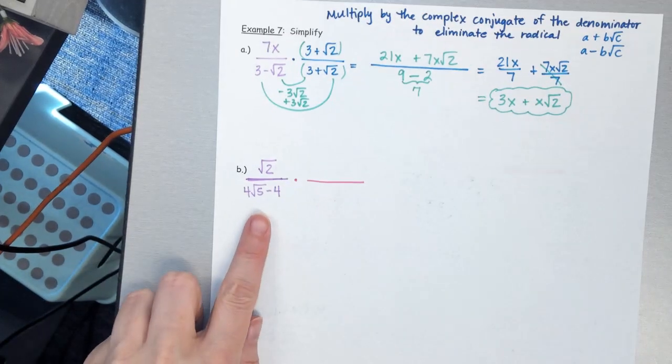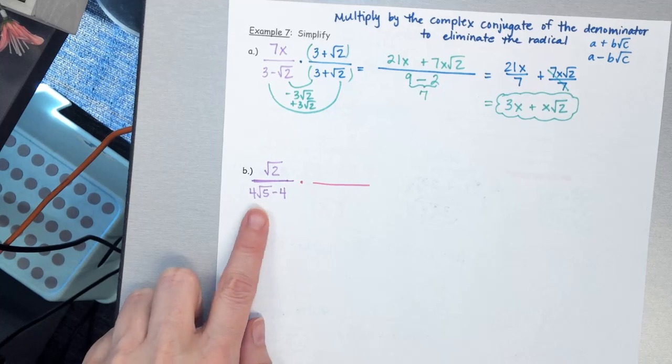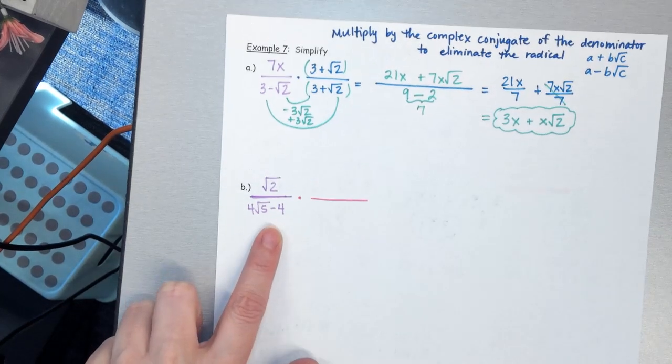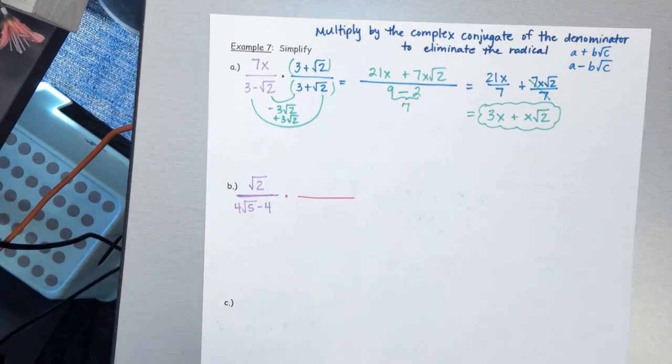Okay, so this is what you're given, root 2 over 4 root 5 minus 4. So we don't want that radical on the bottom. I want you to multiply the numerator and denominator by the conjugate.